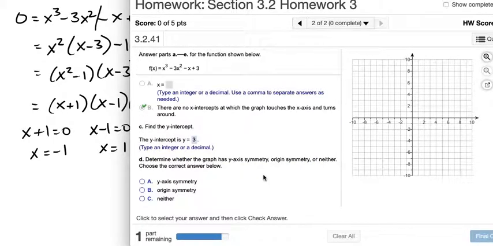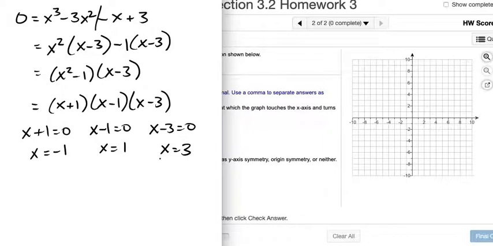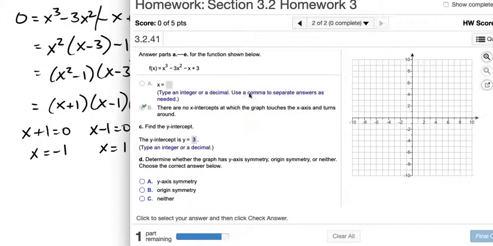And then part D is asking about symmetry. So thinking about my x-intercepts, I have -1 and 1, so that would be symmetric, but I have a third x-intercept at 3, and I don't have one at -3. That tells me that there can't be any symmetry, because in order for there to be symmetry, I would have to have a point at x equals -3 if there were a point at 3. And so this is going to be neither. Generally for these problems, you'll see that they're probably going to be neither, but it's still good to think about it.